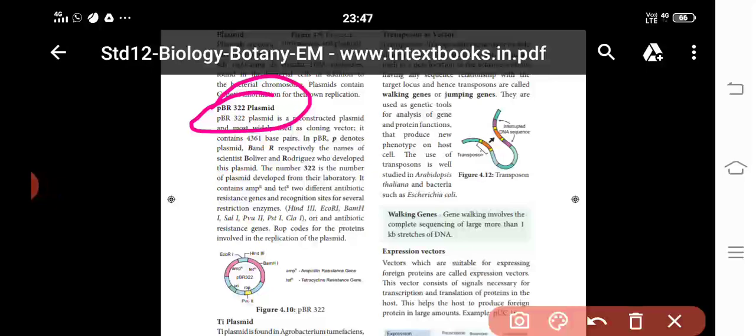So pBR322: p means plasmid, and BR means Bolivar and Rodriguez. So it is a developed one, a development of these plasmids. The next one, the number 322, is the laboratory number, so which development is plasmid 322. So 321 plasmids were developed.